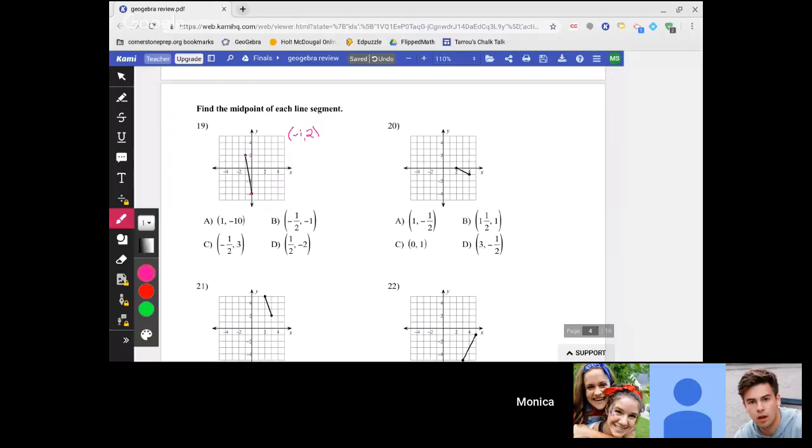And then this point down here, we didn't go over any, so our x part is 0. And our y coordinate, we went down 1, 2, 3, 4 to -4. So it'll be 0, -4. And now you're going to add your x's together. So -1 plus 0 divided by 2. And then add your y's together. 2 plus a -4 divided by 2. So you end up with negative 1/2, and 2 plus a negative 4 is 2 minus 4, which is negative 2 over 2, which is negative 1. Okay?